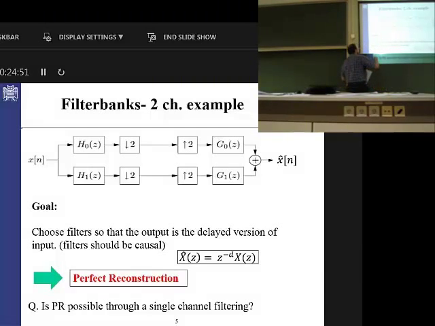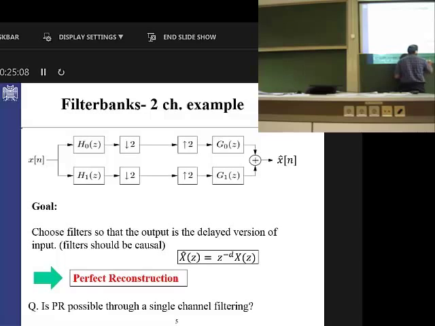So, what do we mean by a single channel in a single path? It means that if we have x of n, we pass it through a filter H. Then we reconstruct it using the filter G, and we get something in the output. That's the idea. Is it possible? So, perfect reconstruction in this case means that we need to design G such that G is H inverse. So that's an inverse system problem. We need to have G to be the inverse of H.